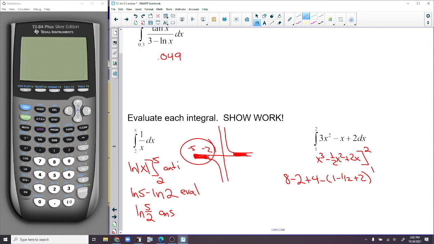Let's see. 6 plus 4 is 10. You can skip to the answer, but if you've got to work it out, you've got to work it out. 3 minus, let's see, 3 is 6 halves minus 1/2. I'm getting 5 halves there. So 20 halves minus 5 halves, I get 15 halves. So there's 1 for the antiderivative, 1 here to show me the values, and show me the answer. If you have to do something in between, that's fine.